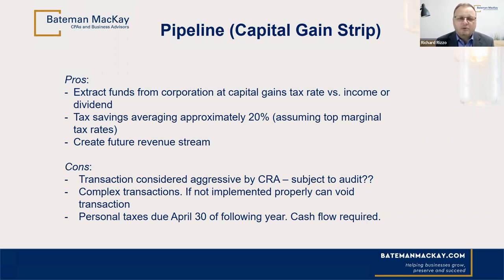If we assume the maximum tax rates, the maximum tax rate right now on a capital gain is 26%. I'll go through the mechanics of it, but this transaction essentially allows you, assuming you're in the top bracket, to strip out funds from the company at a 26% tax rate versus 53%, or if in the form of a dividend, 48%. So the tax savings average 20%, again assuming top marginal rate.